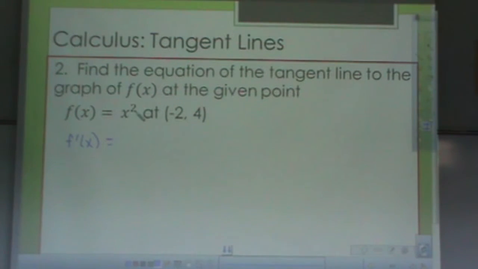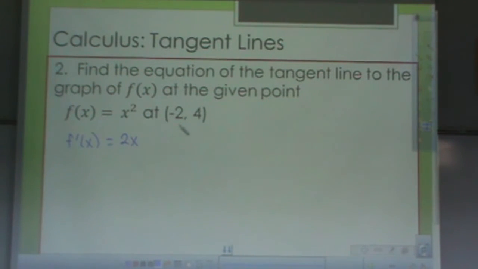Using the power rule, the exponent 2 gets multiplied by this coefficient of 1, making that 2. The exponent gets subtracted by 1, making it 2x to the first. So the derivative of f is 2x. F prime of x is 2x.